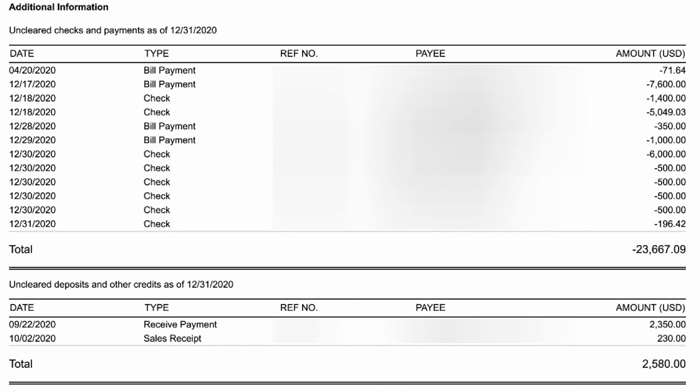These transactions are in the cash balance on your balance sheet, so if they're no longer valid, they need to be removed. Otherwise, the cash balance reported in your accounting system will be incorrect.